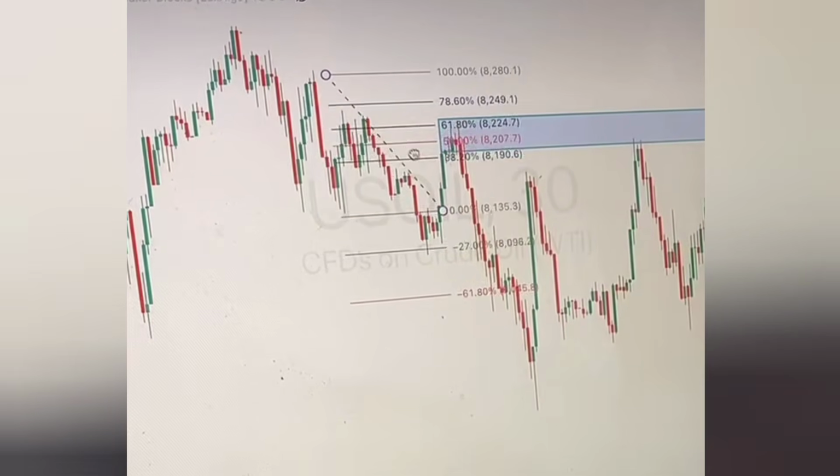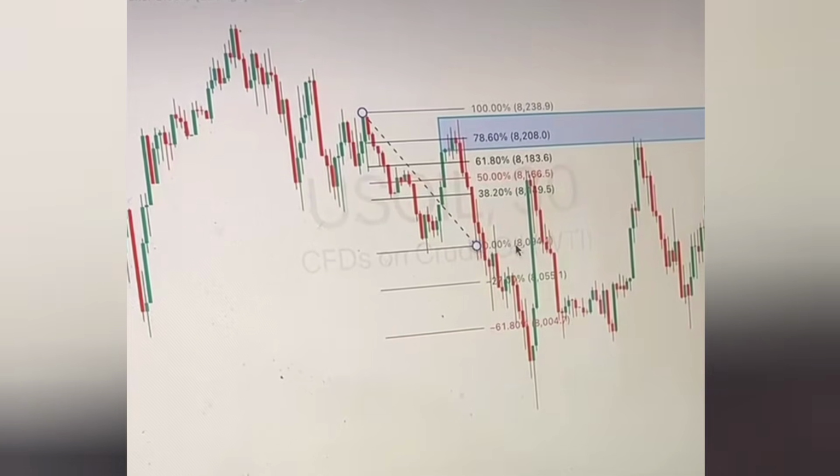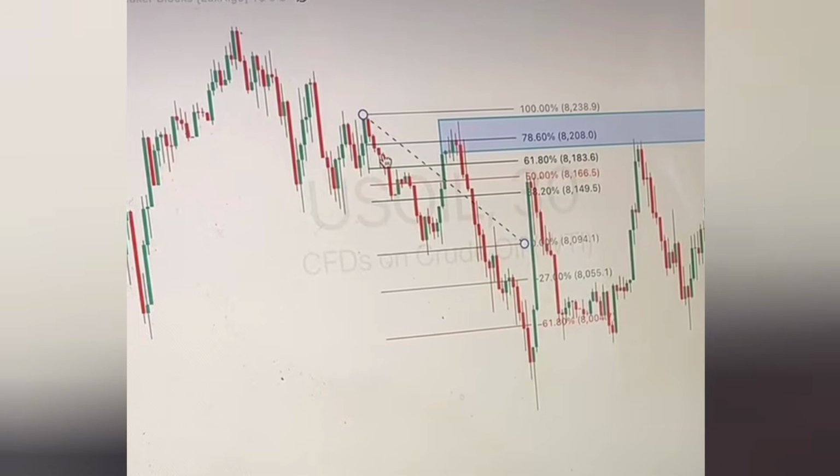You made another money. Come again. Put it right there, from that swing high now to this low before the market reverses. Where did the market reverse from again? 78. You've made another money.